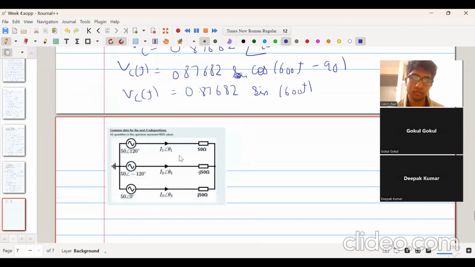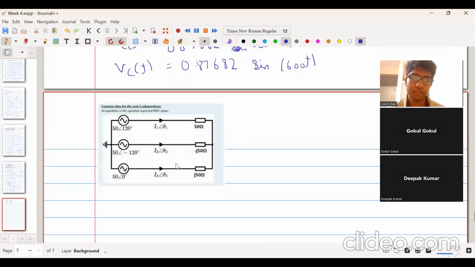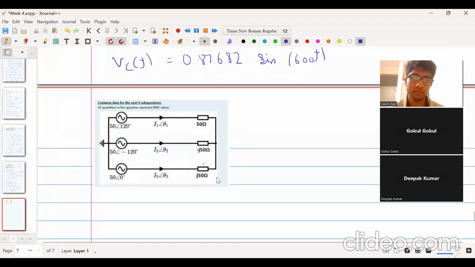So, what do you think of this question? Can we solve it easily? Yes, sir. Is phasor analysis applicable in this question? Yes, sir. KCL. You can do that. I'm just asking, can I apply phasor analysis in this circuit? Yes, sir. Okay, why? Because the frequencies are the same.